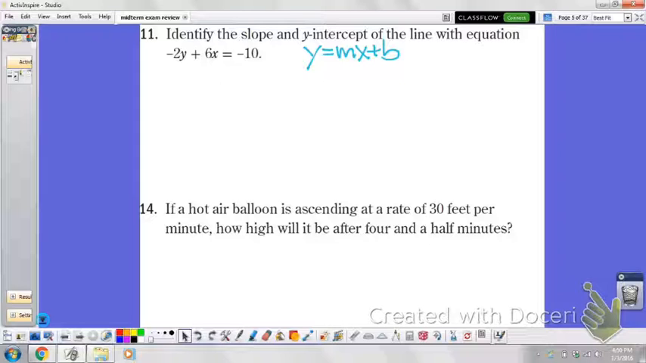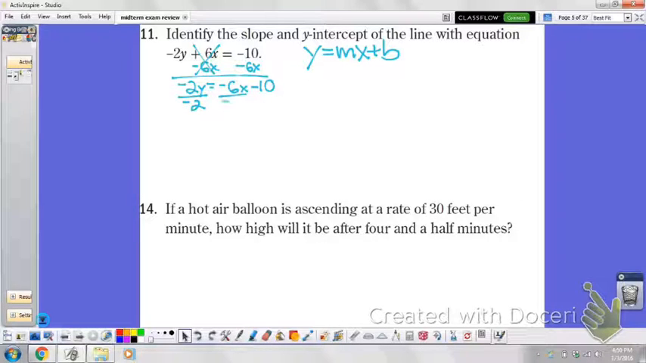Well, that means I need to get everything away from y, and I'll do that by first subtracting 6x from both sides. The 6x's on the left cancel out. I'm left with negative 2y, and since I cannot subtract negative 10 and negative 6x, I just rewrite it as negative 6x minus 10. And my last step is to divide by negative 2.